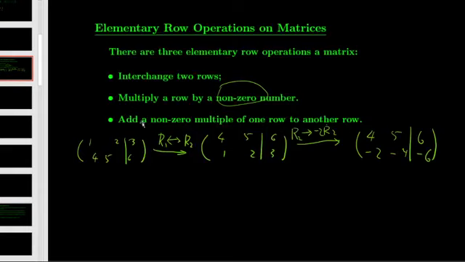Now remember the wording. The wording is add a non-zero multiple of one row to another row. I will still try to include everything on this slide. Add a non-zero multiple of one row to another row.